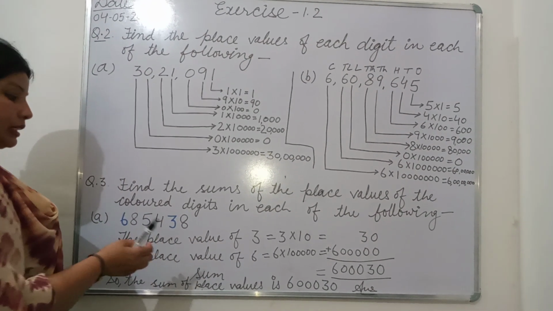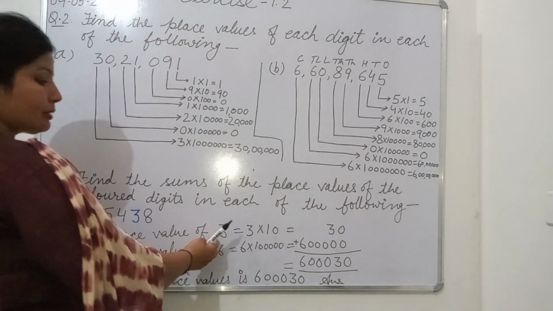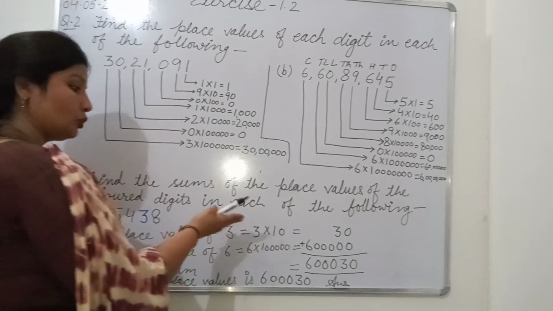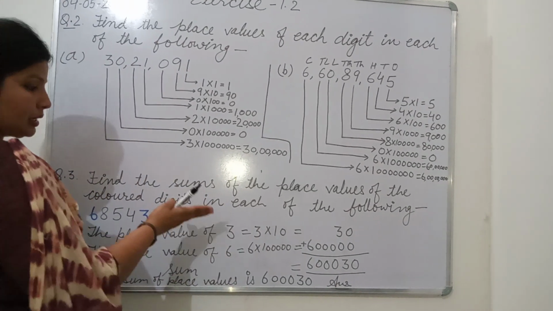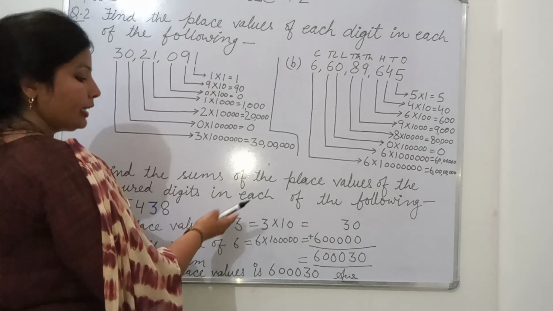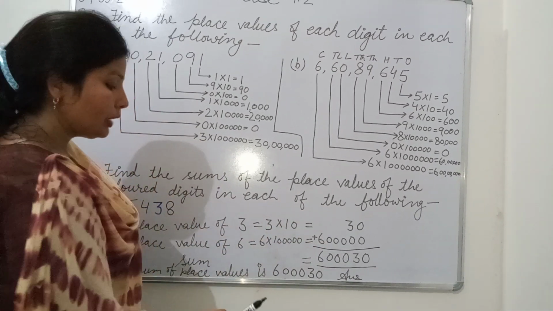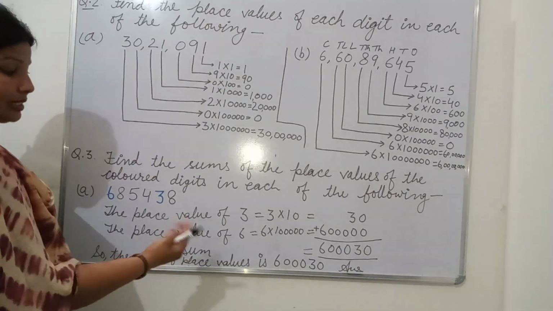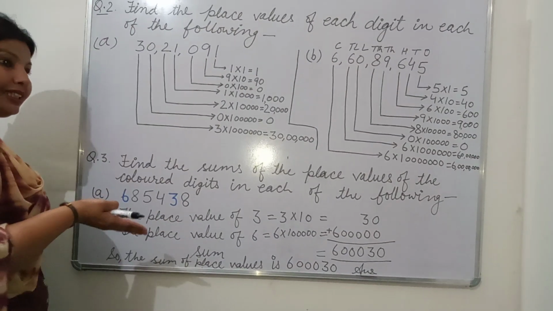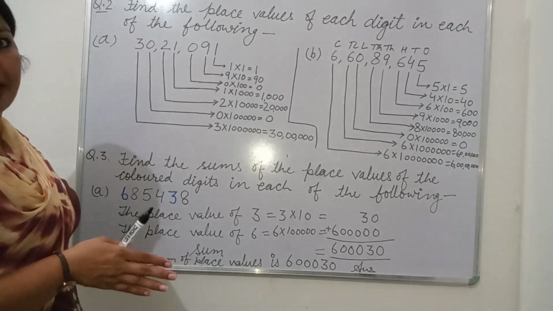Okay. It is not necessary to do as I did, with the 3 place value up and the 6 place value down. You can change. You can take 6 upside and 3 downside, put them in columns, and do addition the same way. You will do addition, and then you should write the sum of place values. So B, C, D parts you will solve yourself.